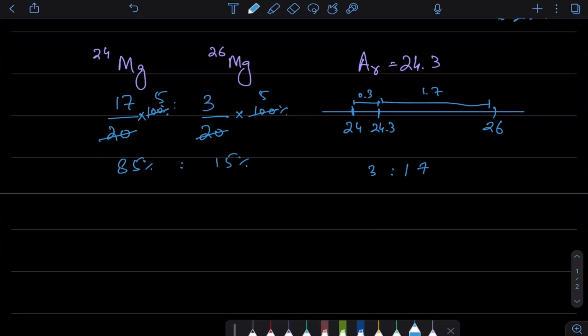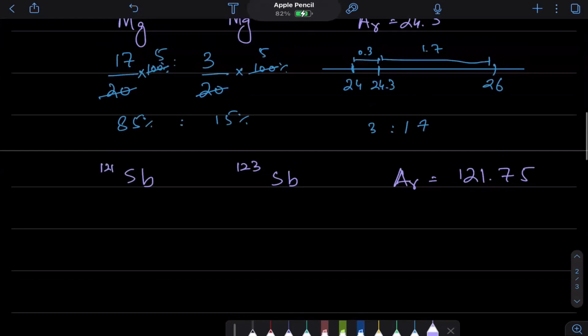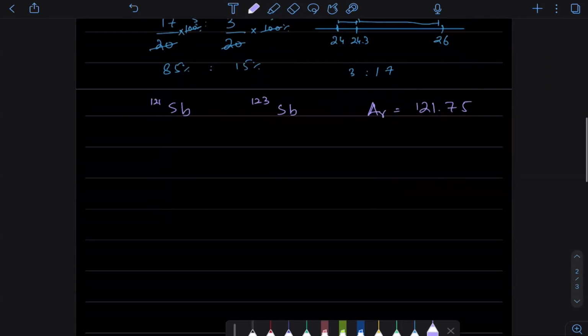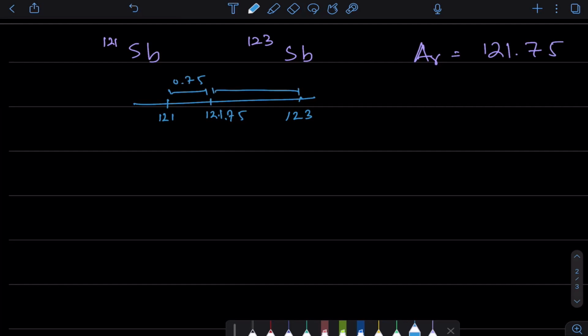So now I want you to do this. I have Sb 121 and Sb 123, and the AR is 121.75. Go on, try to figure out their percentages. You can look at this if you want to. Okay, so if you haven't done it already, here's the method. Using the number line method, what I'll do is I'll put it here. So 121, 123, 121.75 here. So distance is 0.75 and the distance is 1.25.